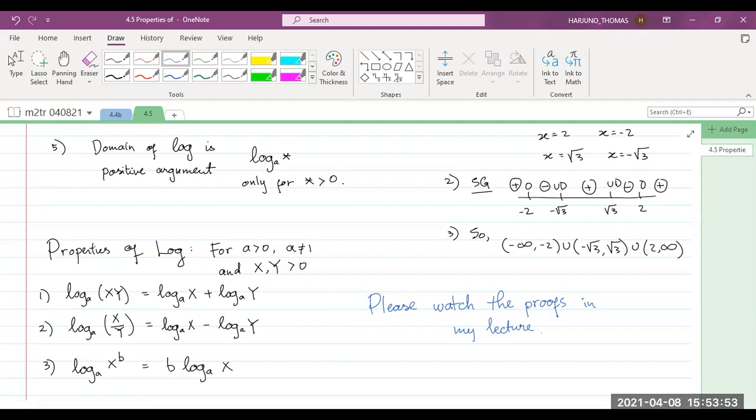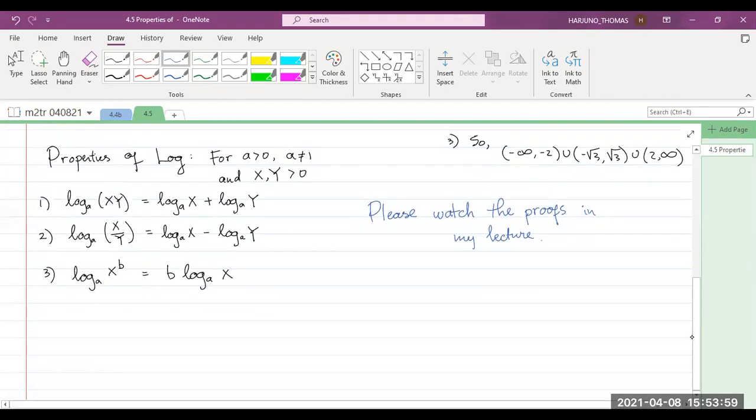Now we will use these properties to break down complex logs or to combine sums or differences of logs. Let's start with question number 3 in our textbook, 4.5, number 3. Give me a second.